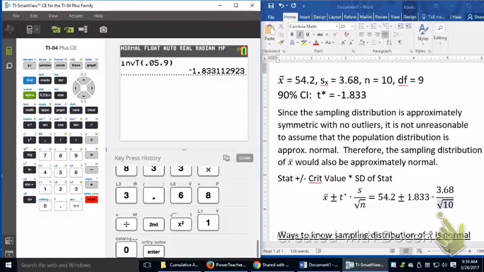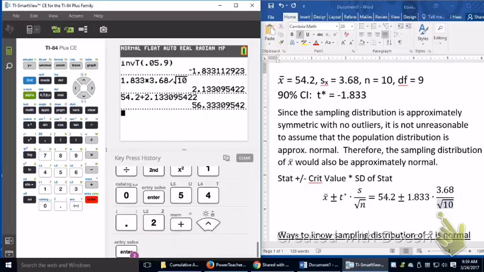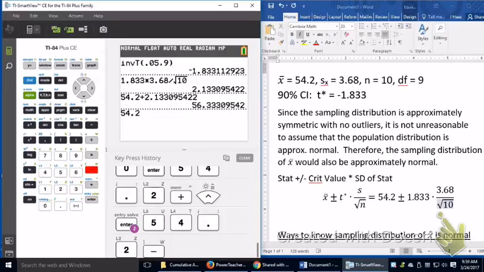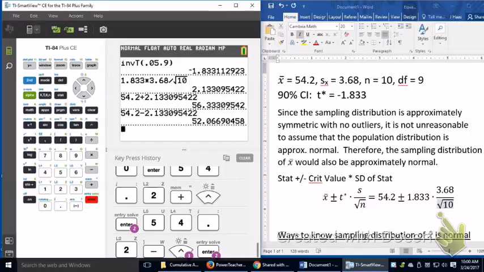Well, if I put the margin of error part in, it gives me 2.133. And then if I start with that, I can take the 54.2 and add on that value, which is 56.3. And then I can also take the 54.2 and subtract that value. The advantage to putting it in the calculator this way is you get the margin of error of 2.133, and you also get the interval bounds of your confidence interval, 52 and 56.3.